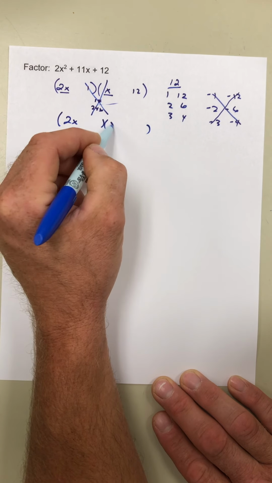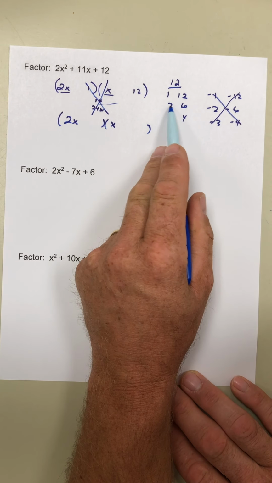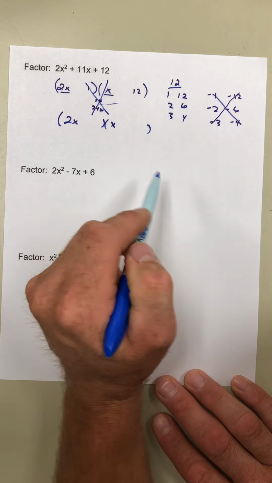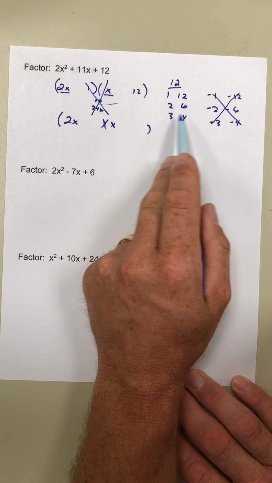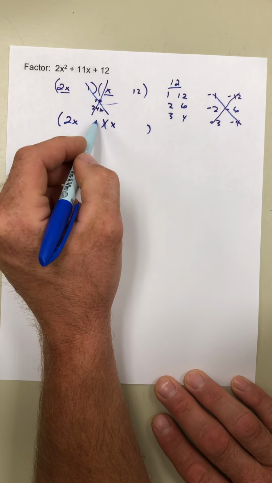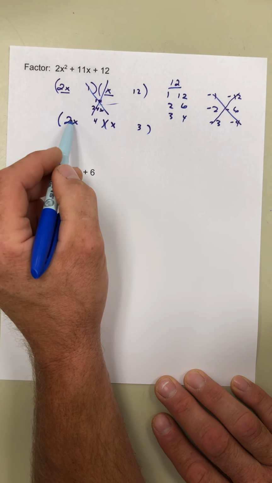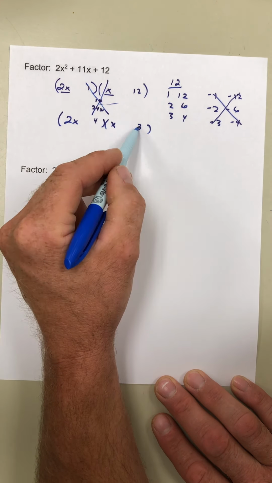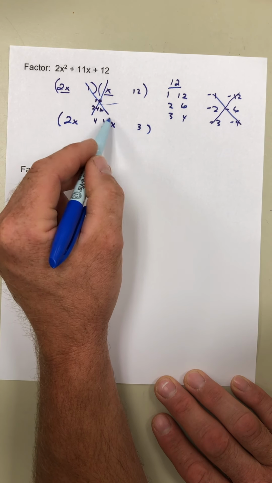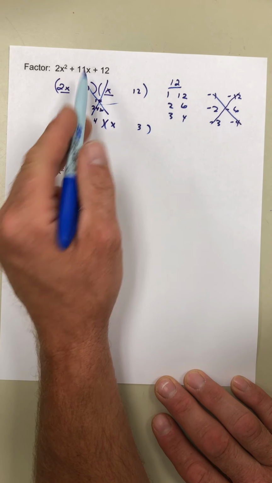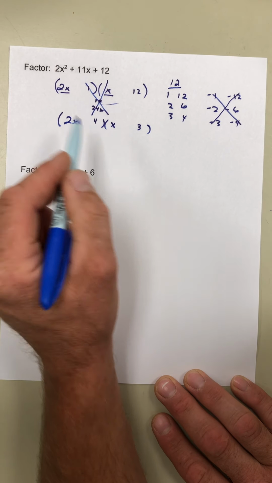We're going to go ahead and try another one. So we have 2 and 6, we have 3 and 4. Let's go ahead and try 3 and 4. So if I put the 4 here and the 3 here, I make my 2x times 3 gives me 6x, and then 4x, that gives me 10x. So I'm pretty close, but not quite there.